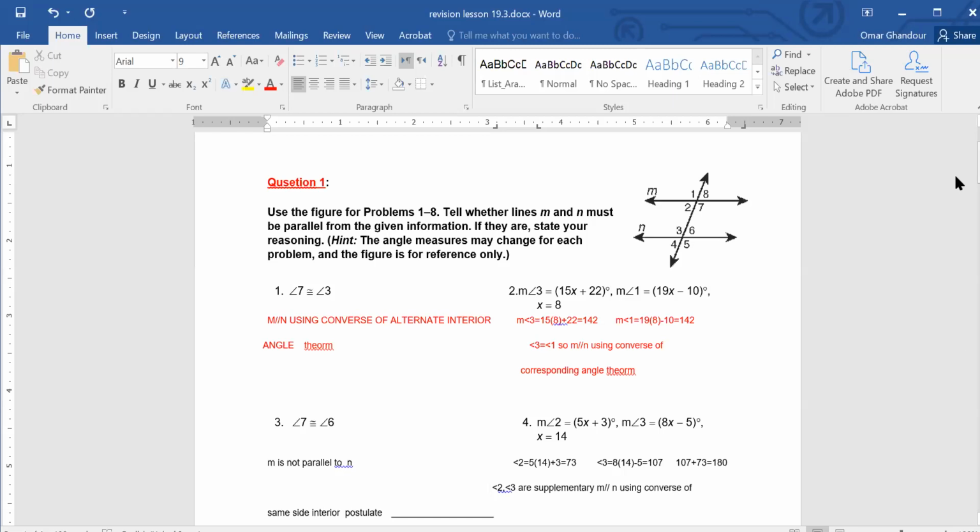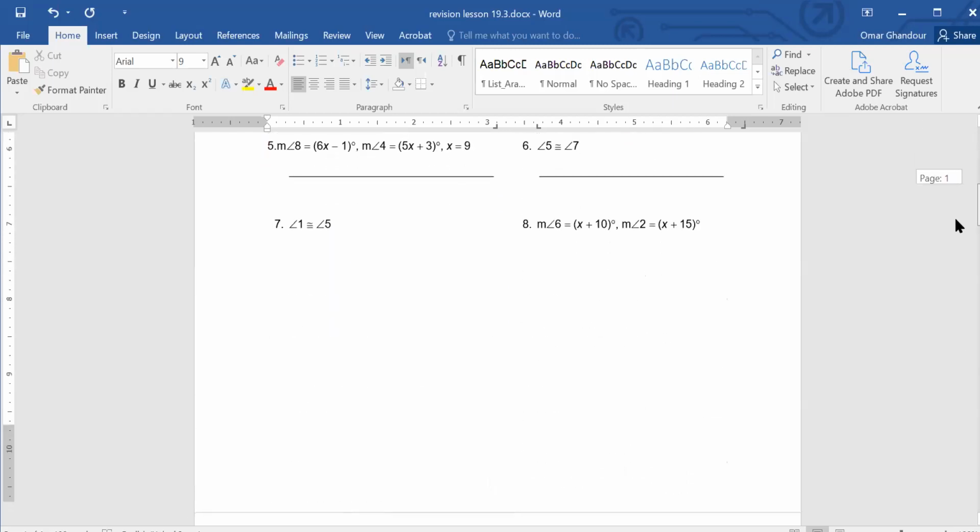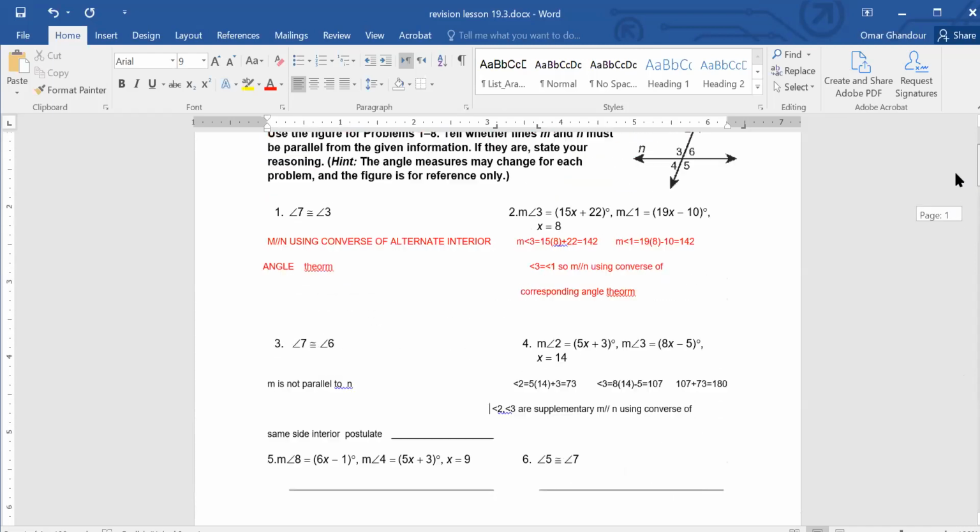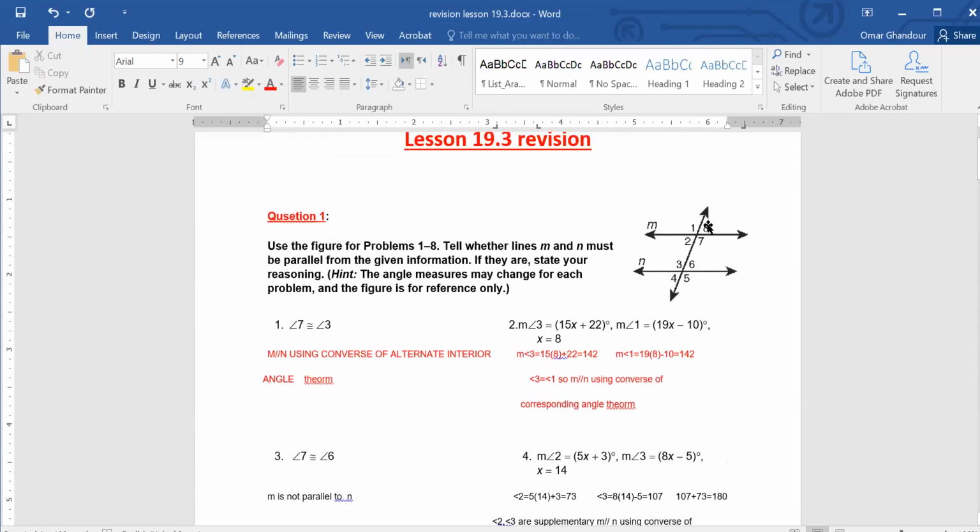Okay, let's go to question 5. Actually, I'm going to leave question 5 for you because it is the same idea. You have angle 8, you have angle 4, you are going to substitute and then check. Here he is saying angle 8 and 4. Let's check where 8 and 4 are. 8 and 4 are alternate exterior angles. And alternate exterior angles should be what? Should be equal, right? So if they are equal, you are going to say they are parallel.